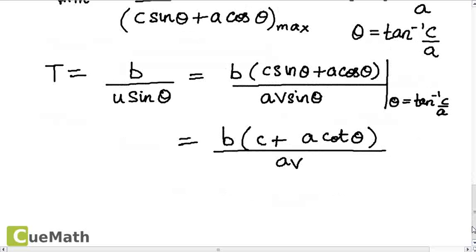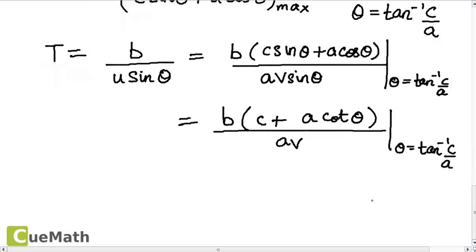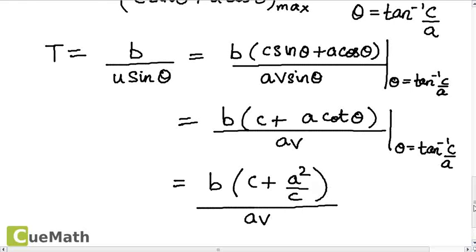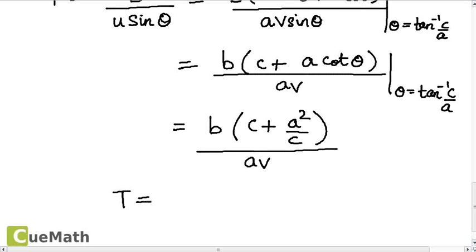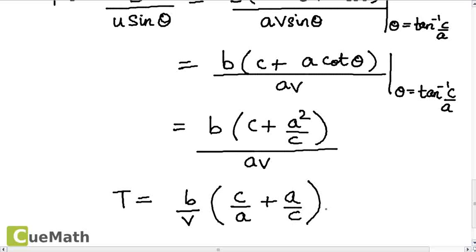When tan theta is equal to c by a, or cot theta is equal to a by c, we have this as b by c plus a squared by c, by av. So finally we obtain the value of t as b by v, and if I write it in a more symmetric form, c by a plus a by c. So this is our final answer for the time.